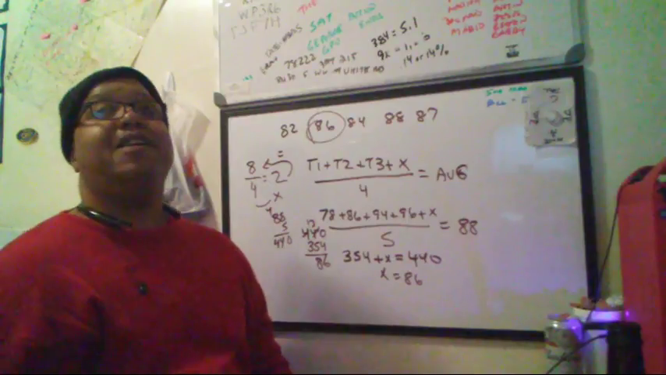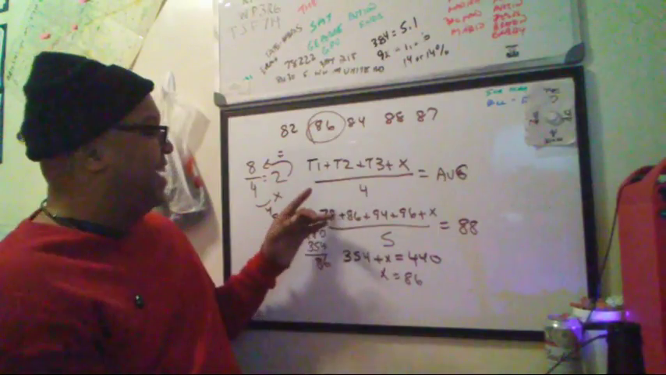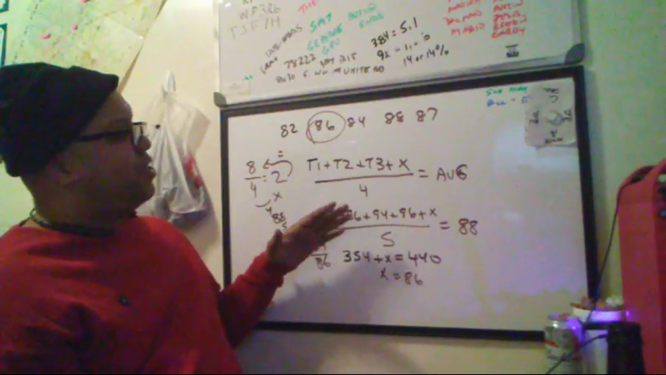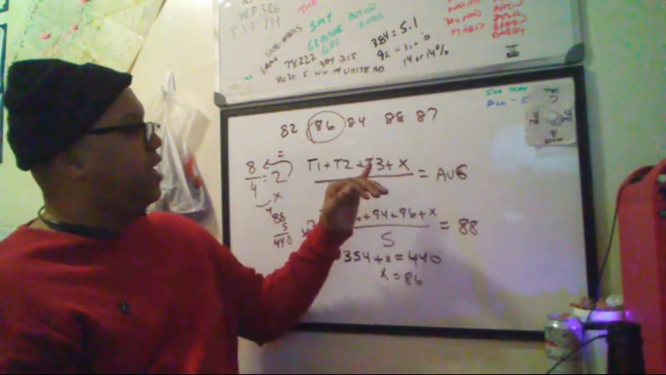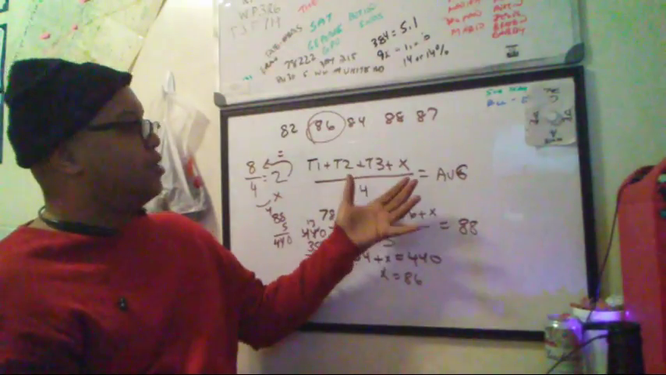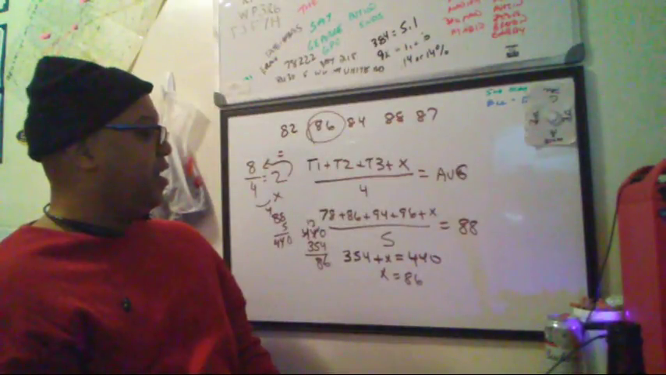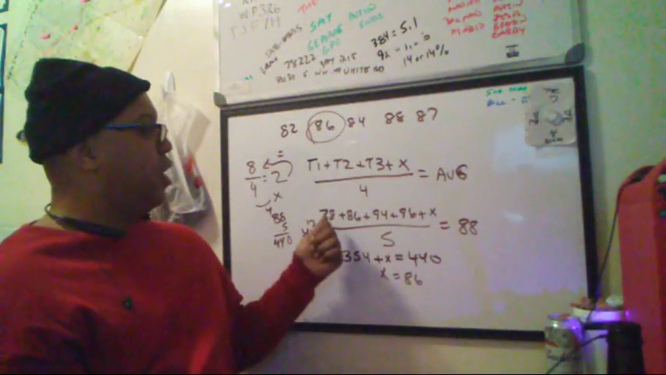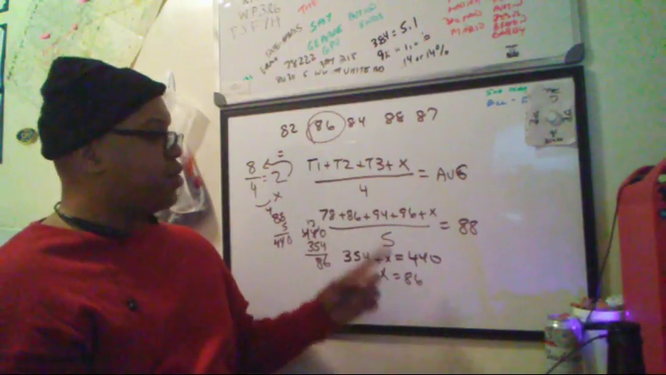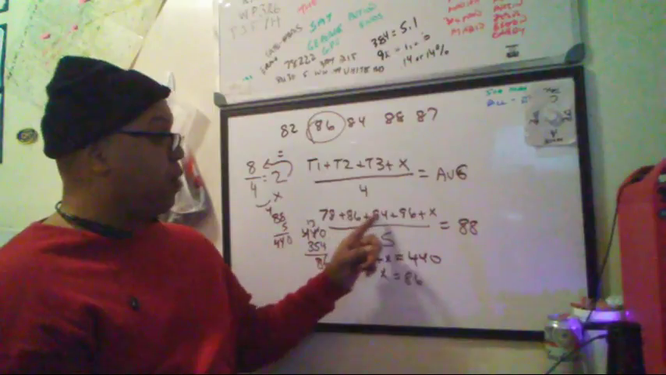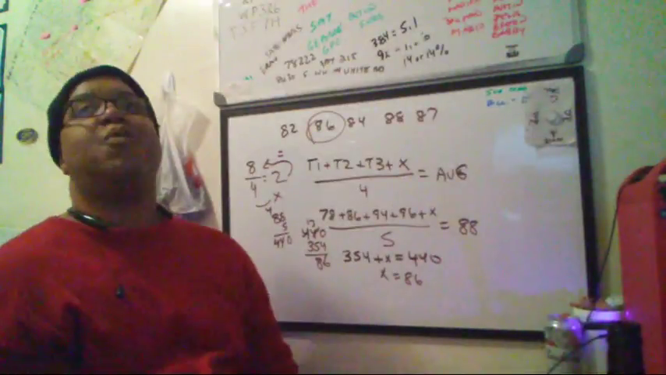Okay, I see you on the message board, sir. To recap, the base formula is test 1 plus test 2 plus test 3 plus X, the unknown test, divided by the number of tests, is equal to the average. We had 5 tests in our question, so it was test 1, 2, 3, 4 plus X over 5 tests. You have to make sure that this is the number of entries you have up top: 1, 2, 3, 4, 5. That's the way it works out.